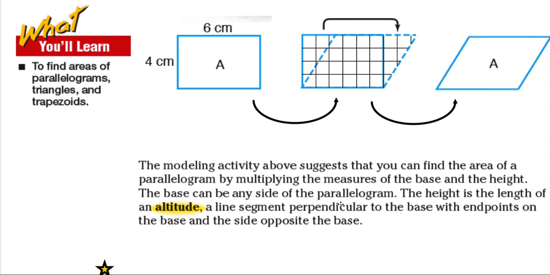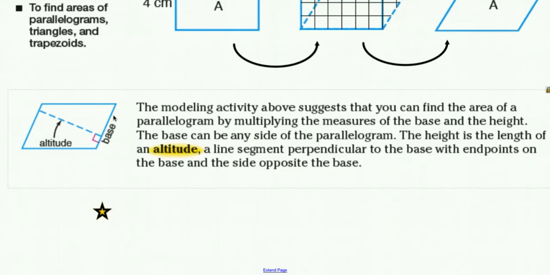The base can be the side of the parallelogram. The height is the length of an altitude, a line segment perpendicular to the base with endpoints on the base and the side opposite the base. So this is what it means right here. This is your base and this is your altitude, which is also considered our height. And in that particular case, it is always perpendicular to the base. So the altitude is a line segment perpendicular to the base, with endpoints on the base and the side opposite the base.